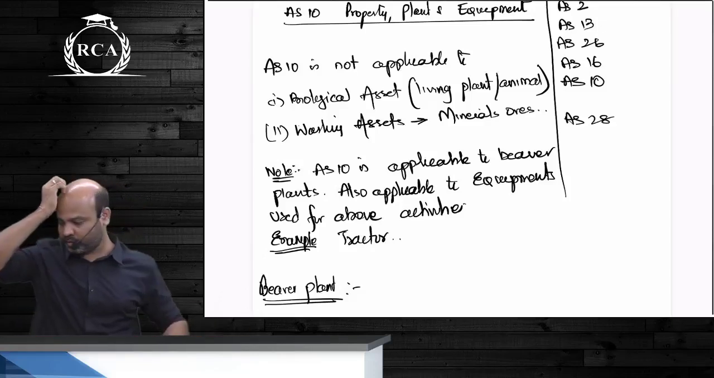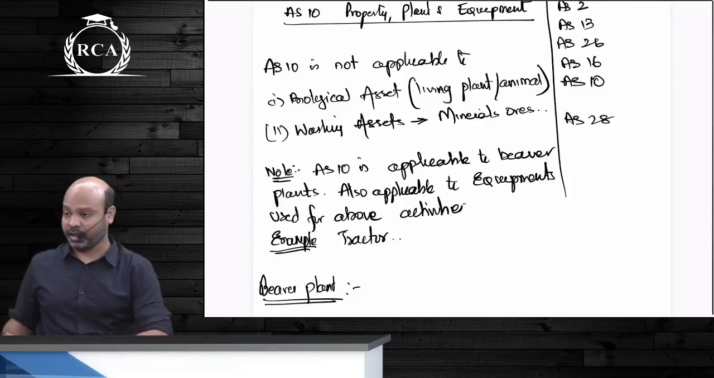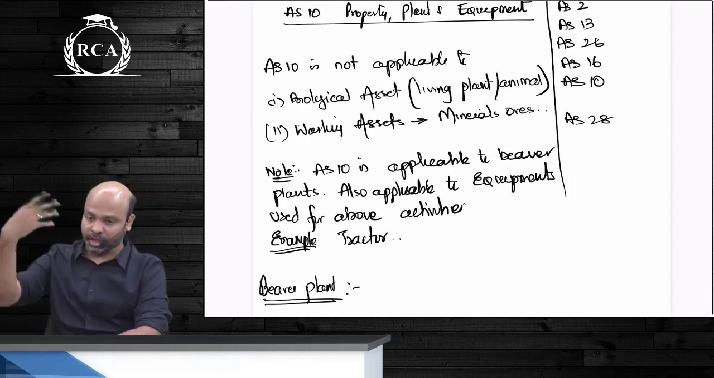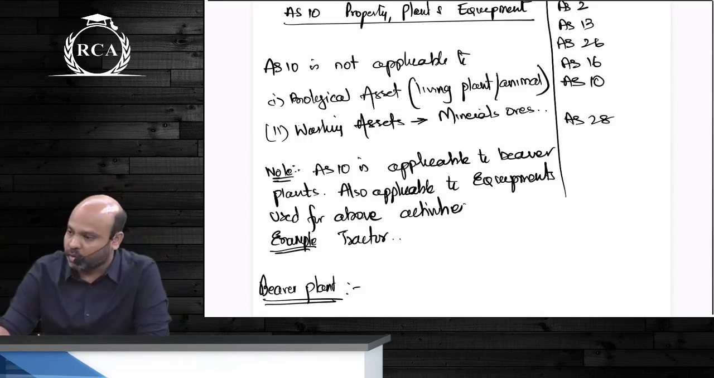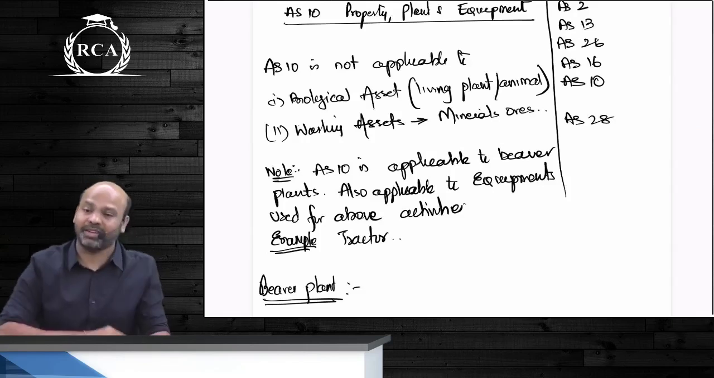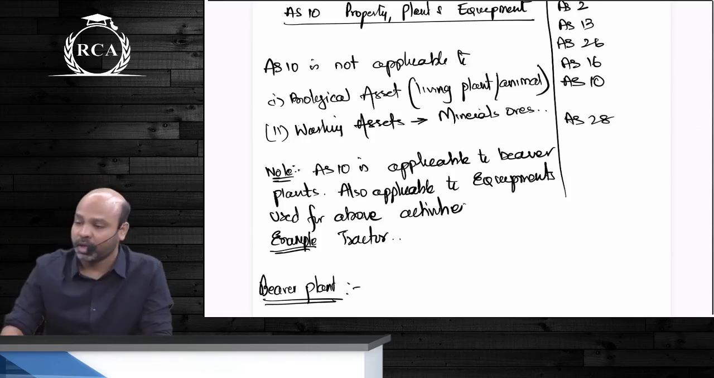Before we wind up the class today, I'll quickly revise Accounting Standard 10 once more. Guys, pay attention. AS10 deals with property, plant and equipment. To understand property, plant and equipment, first you should know the definition of the word asset. An asset is a resource which is within the control of the entity arising on account of a past event, expected to result in future economic benefits.